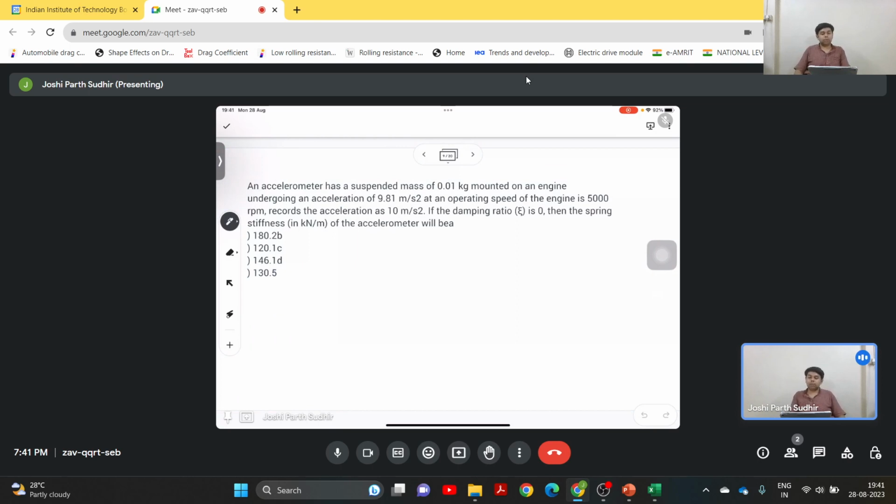So let us look at our next problem. An accelerometer has a suspended mass of 0.01 kg mounted on an engine which is undergoing an acceleration of 9.81 meter per second square at an operating speed of 5000 rpm, and it records the acceleration as 10 meter per second square. If the damping ratio is 0, then the spring stiffness of the accelerometer is something that we need to find out.